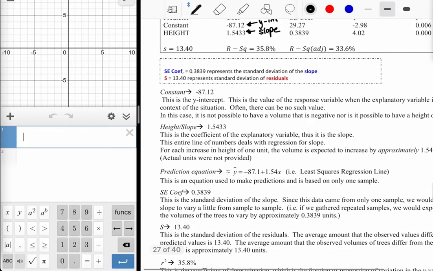Everything is detailed there: constant, height, slope, prediction equation. But then you have the SE coefficient. The SE coefficient represents the standard deviation of the slope. We're looking at a relationship between two variables. That's the slope, the change in y over change in x. So this gives us the standard deviation of that slope, of that change in y over change in x. The s itself gives us the standard deviation of the residuals.